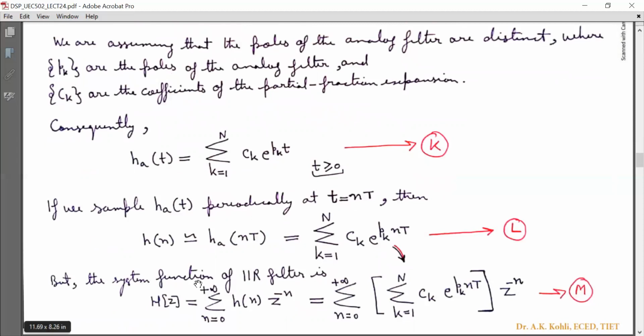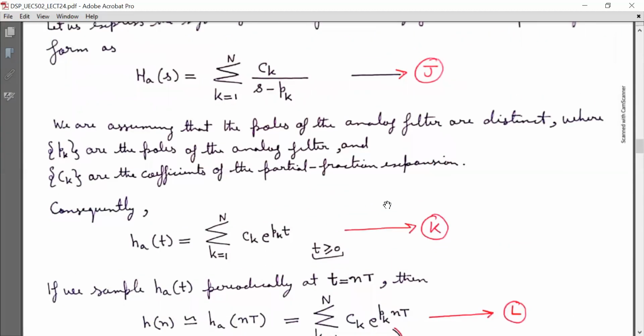But the system function of the IIR filter is H(z) equal to the summation n running from 0 to infinity of h(n) z raised to power minus n. So I will substitute the value of h(n) here. It will become the summation n running from 0 to infinity, bracket, summation k equal to 1 to N of Ck e raised to power Pk nT, bracket close, z raised to power minus n. Mark it as equation M. What I have done is I have just substituted this h(n) here to calculate H(z).